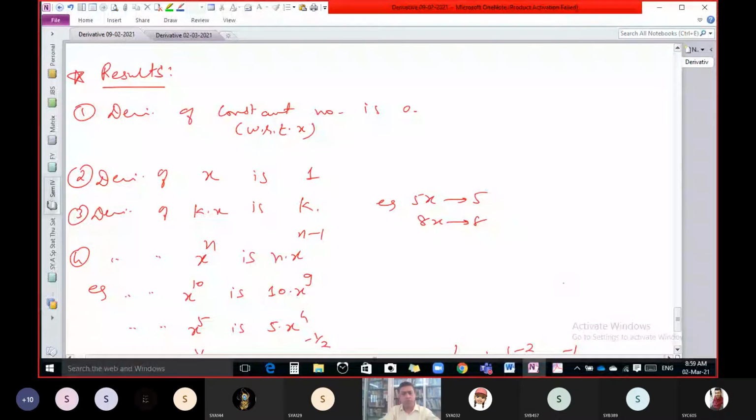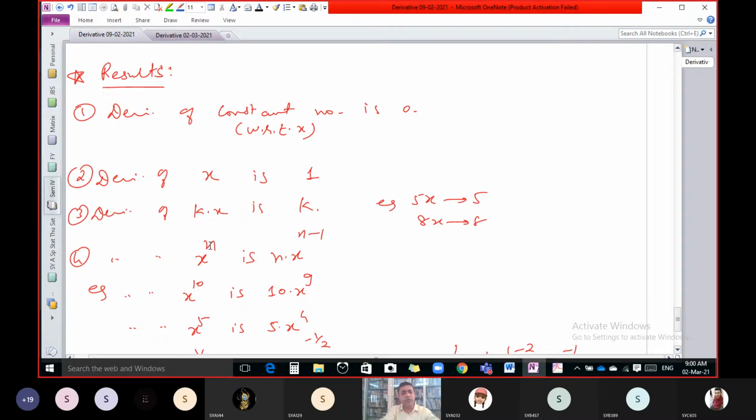Results that we already did in our last lecture. First one, the derivative of a constant number is 0. Derivative of a constant with respect to x is 0. Second, the derivative of x is 1. Derivative of x with respect to x is 1. Derivative of k times x, where k is a constant, the answer is that constant number itself. So the derivative of 5x is 5. Derivative of 8x is 8.